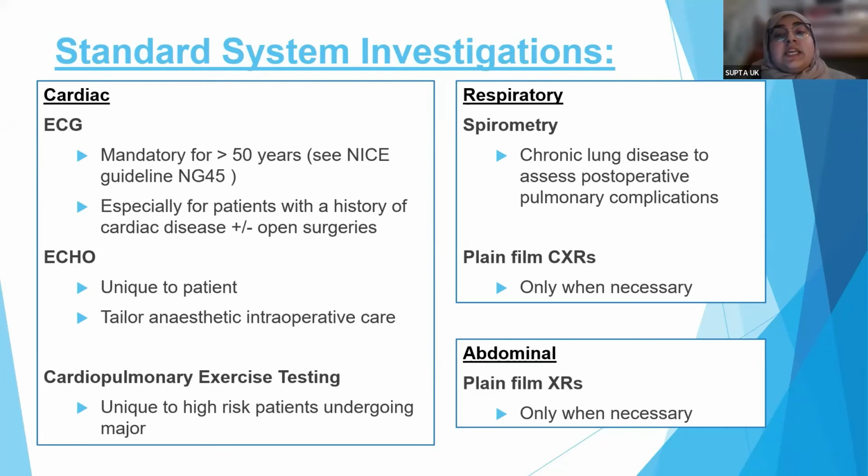Then respiratory system investigations are looking at chronic lung diseases to assess postoperative pulmonary complications, which essentially means you're looking at your spirometry and for any signs of COPD, looking at their respiratory baseline and seeing whether they are able to breathe appropriately and meet the criteria for undergoing anaesthesia. A plain film chest X-ray can be performed alongside an abdominal X-ray. However, they need to be indicated, because you don't want to be exposing a patient to X-rays unnecessarily.